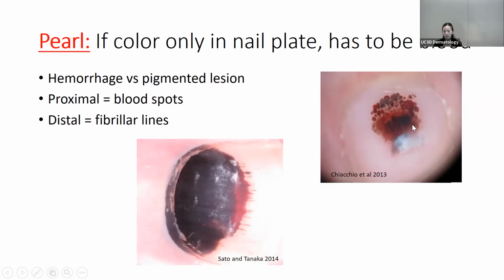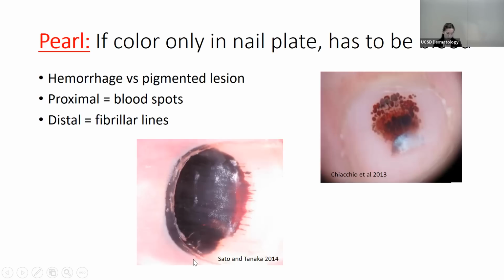So say it was just this dark black spot. This is obvious because you see these little satellite dots of blood. But if you only see something that's just in the nail bed, it has to be blood. And that's because melanocytes in the nail bed don't make melanin. So any melanocytic lesion is always going to start at the proximal nail fold and grow out.